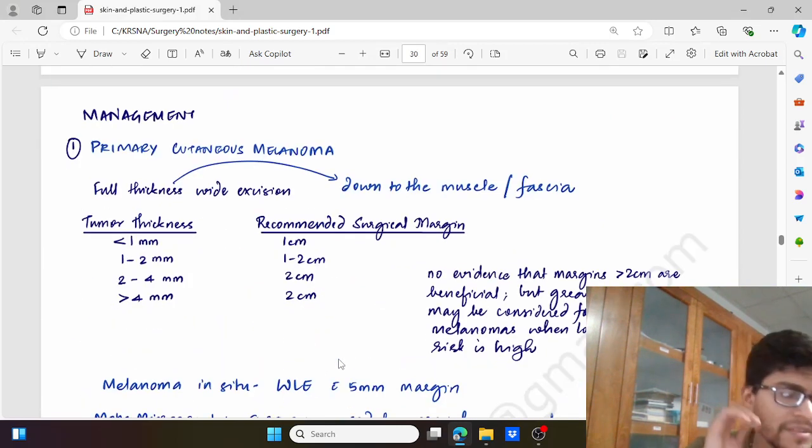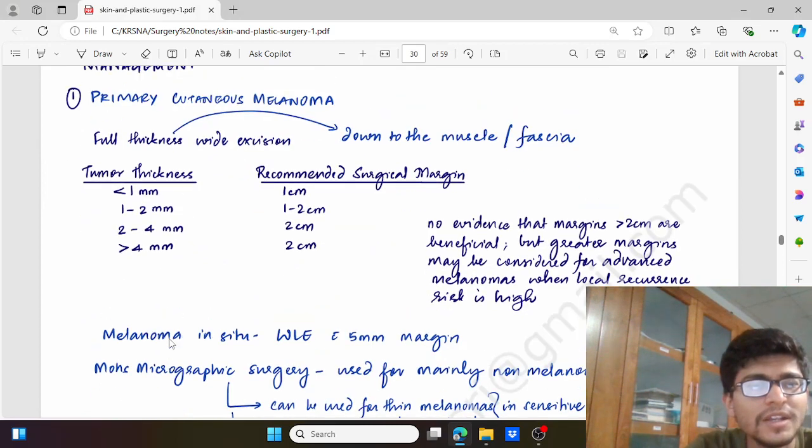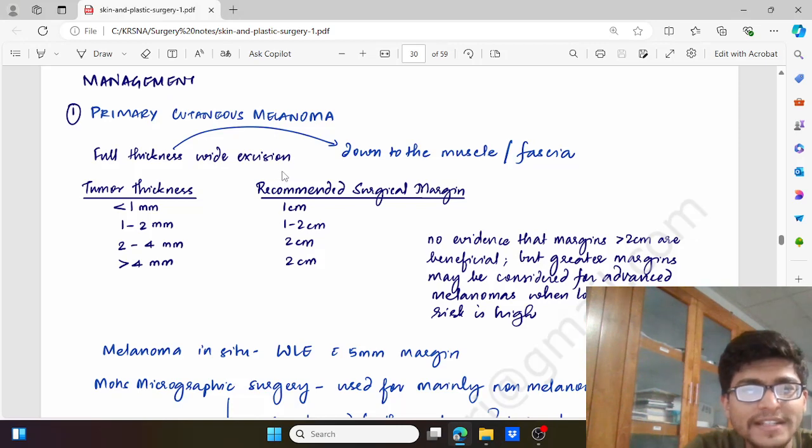Now coming to the management of the cutaneous primary melanoma. So we go for full thickness wide excision down to the muscle and fascia. For tumor thickness less than 1 mm, we have a 1 centimeter surgical margin. 1 to 2 mm, that is T2, will have 1 to 2 centimeter margin, and 2 to 4 and more than 4 will go for 2 centimeter margin.